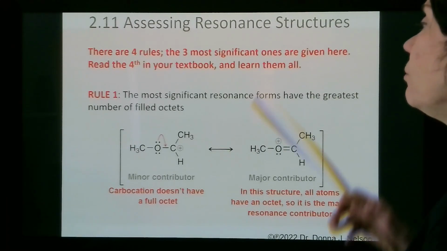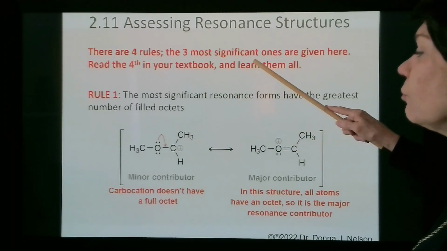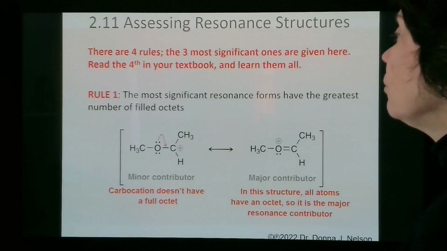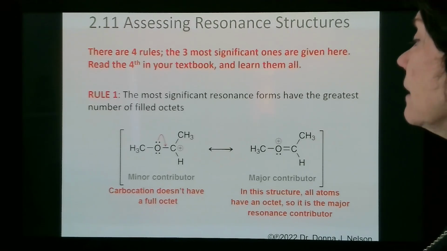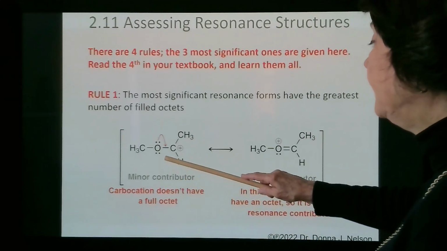Those will be the major resonance forms, whether it will be a major resonance contributor or a minor resonance contributor. So there are four rules. Three of them are covered here. The fourth one is in your textbook. You can read that one in your textbook. So here is the first one.